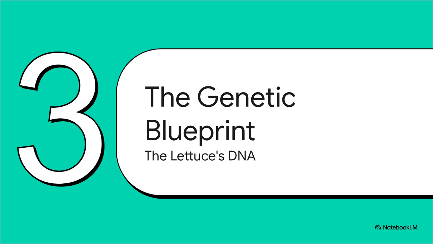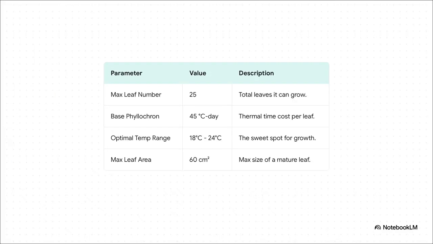Okay, so our plant understands time, plant style. Now we need to give it an identity. We have to code in its unique genetic instructions that define exactly what kind of lettuce it's going to be. This table right here, this is basically the plant's DNA, written out as code parameters. It's the plant's ID card. It defines everything about it. It knows it has a hard limit of 25 leaves. It knows the price of a new leaf is exactly 45 units of that thermal time currency we talked about. And it knows its absolute happy place, its sweet spot for temperature. This spec sheet is the very soul of our virtual lettuce.